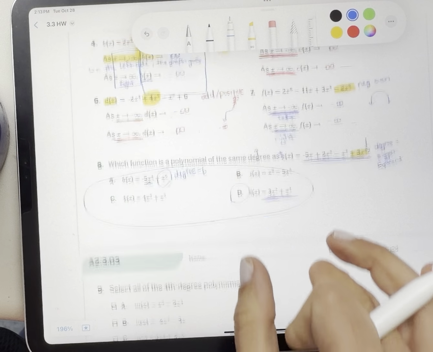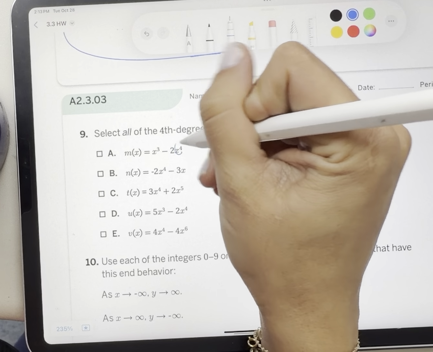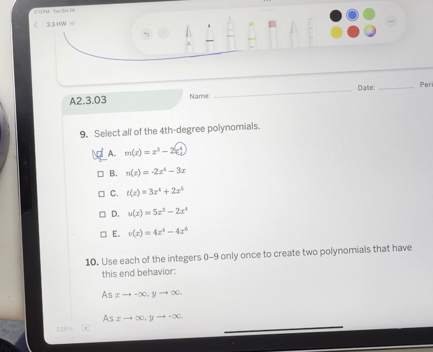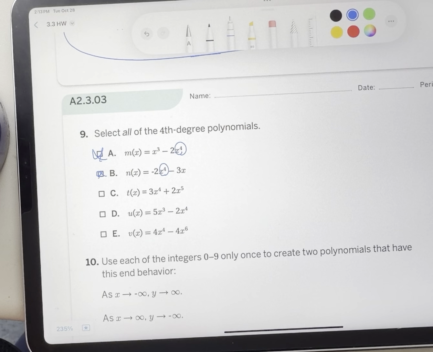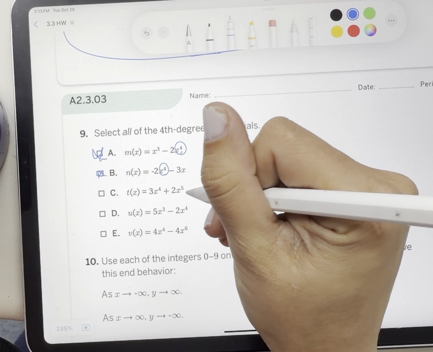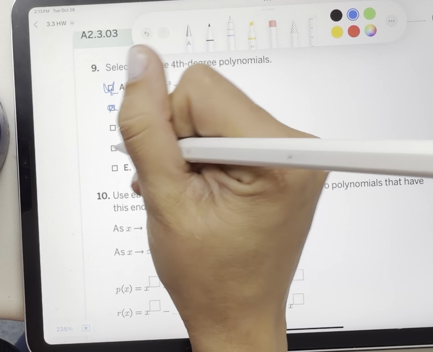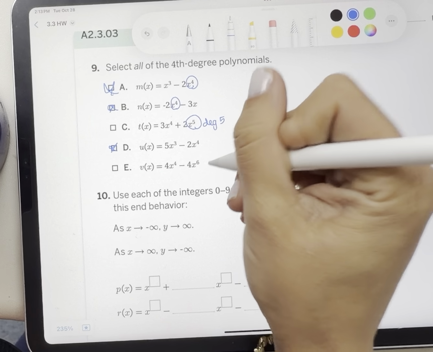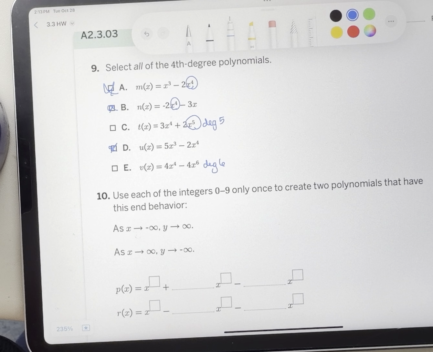Okay, let's keep putting this thing to the test. Select all of the 4th degree polynomials. So we want the degree to be 4. In A, what's the degree? 4. That's the biggest exponent. B, what's the degree? 4. It's the biggest exponent. In C, what's the biggest exponent? 5. This is degree 5, not 4. What about D? 4. Yeah, D is good. And E? That's a degree 6. It's not a degree 4. So it's just A, B, and D.